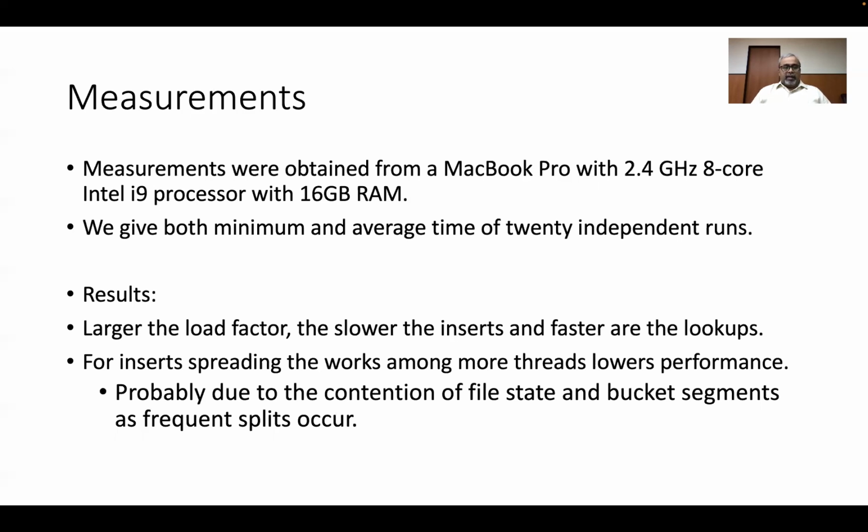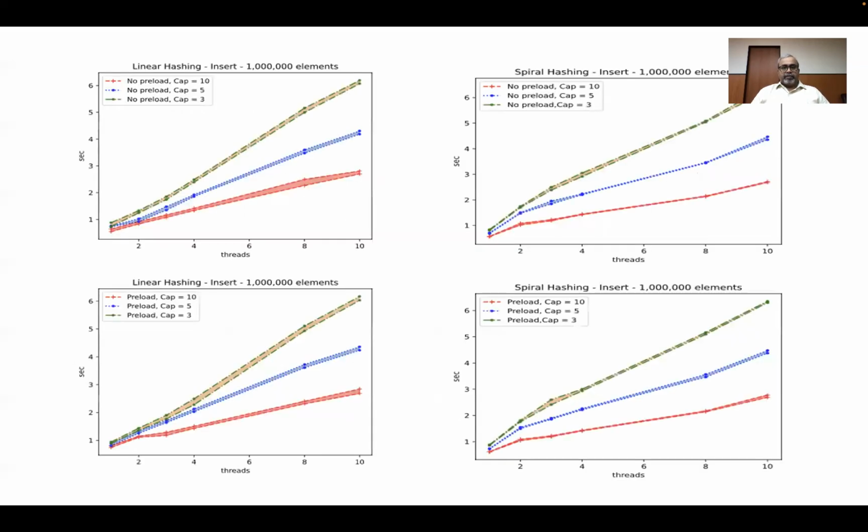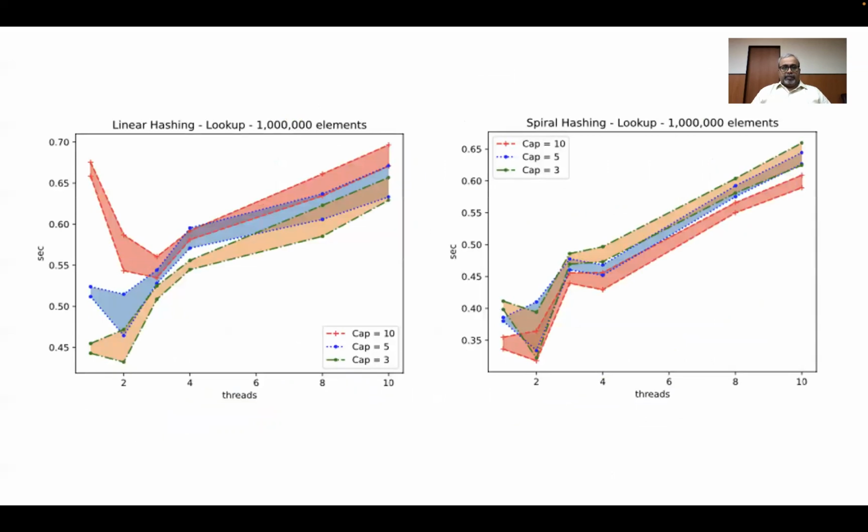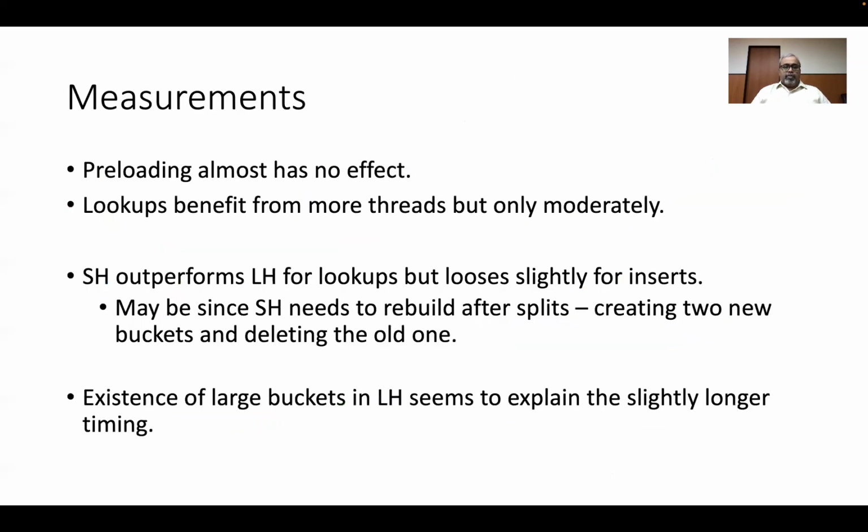Our results are: the larger the load factor, the slower the inserts, and the faster the lookups. For inserts, spreading the work among more threads lowers the performance, probably due to the contention of file state and bucket segments as frequent splits occur. The figures show both linear hashing and spiral hashing with no preload and with preload. Preloading almost has no effect. Lookups benefit from more threads, but only moderately.